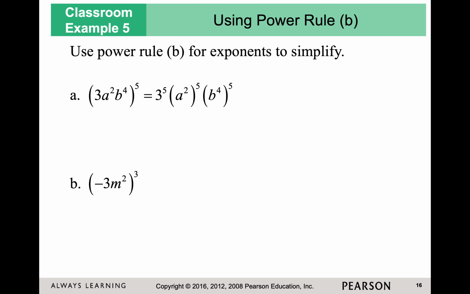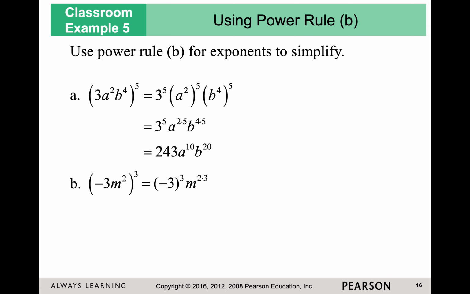Now I'm going to do 2 times 5 and 4 times 5 because that's my power rule, and I'm going to simplify it. Where did 243 come from? Because I did 3 to the 5th power in my Web 2.0 calculator. So go ahead and pause the video and give B a try on your own.